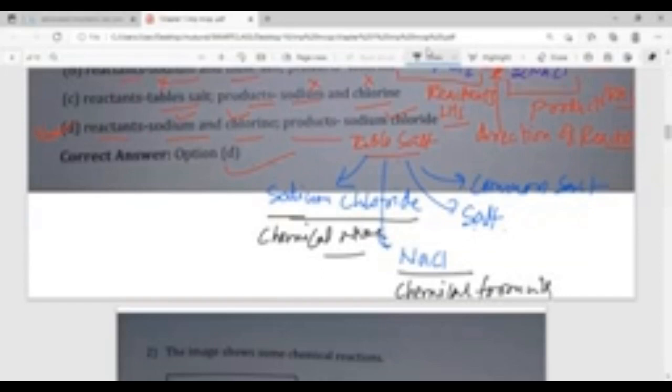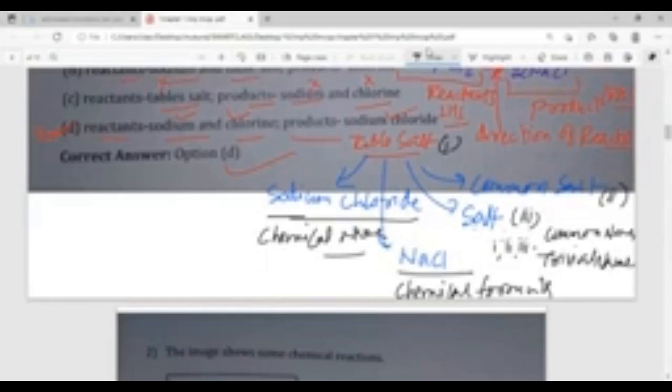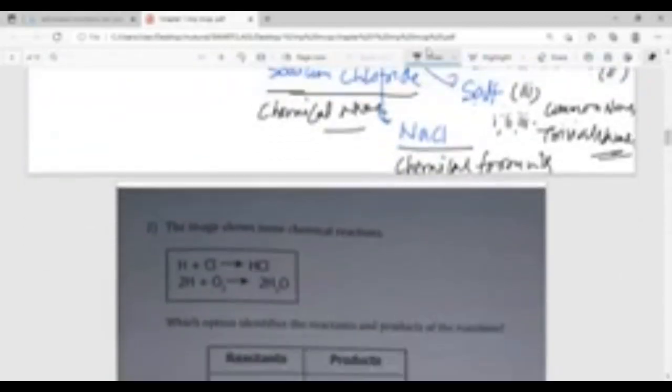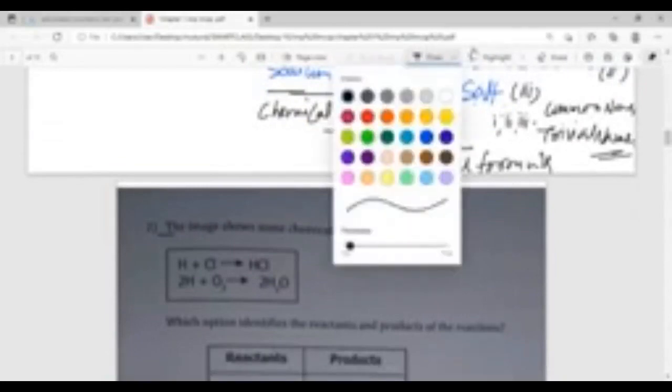And these two, along with this one, this 1, 2, and 3 are known as common names, or they are known as trivial names. So this is how, my dear students, we understand it. Now we have the next question. Let us pay attention to the next question, my dear student.